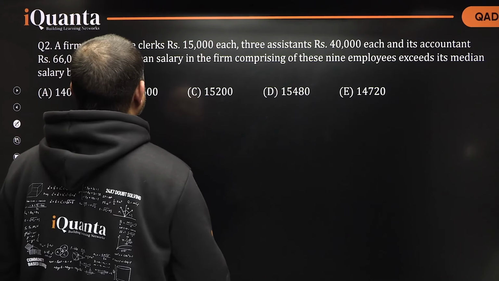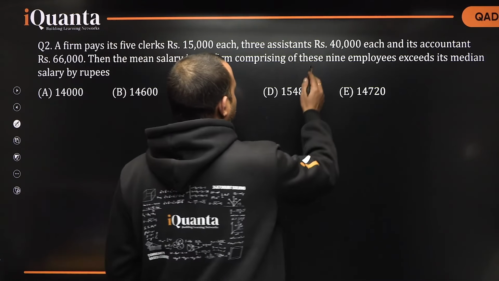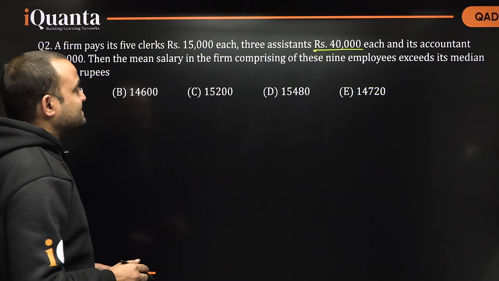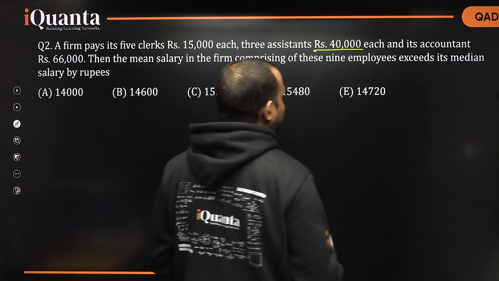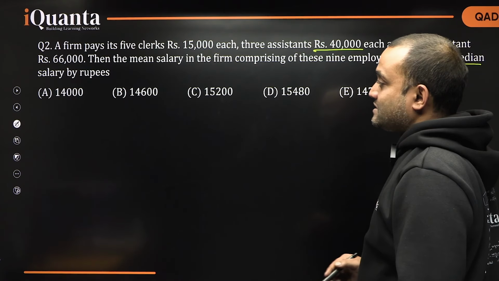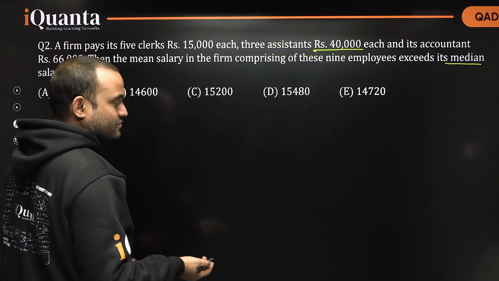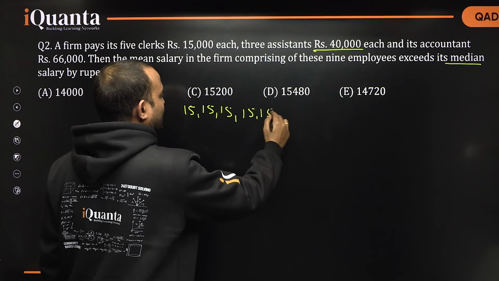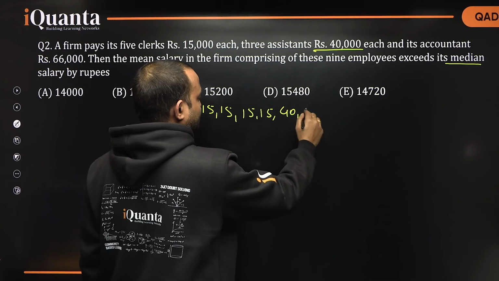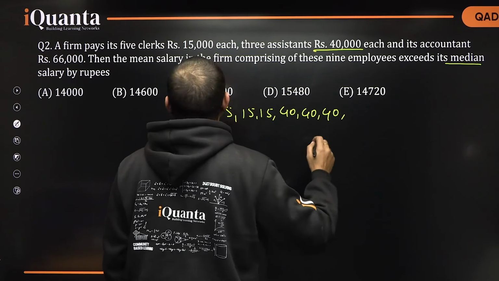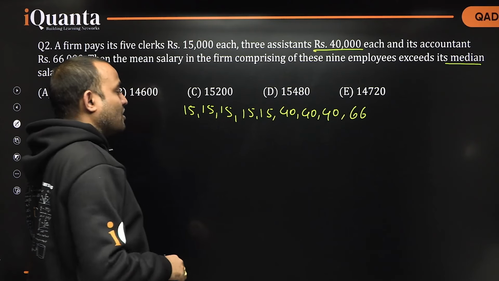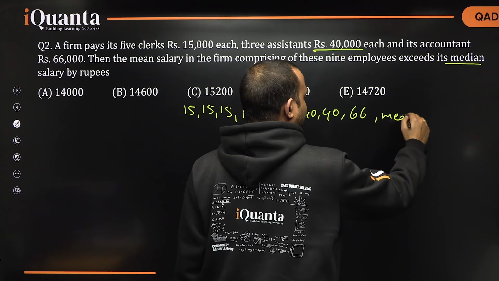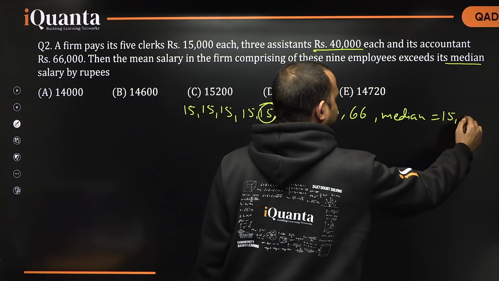A firm pays its 5 clerks 15,000 rupees each and 3 assistants 40,000 rupees each and its accountant 66,000. Then the mean salary in the firm comprising of these 9 employees exceeds its median salary by rupees. So what is median? When you put the values in non-decreasing order, then the middle value is the median. So if I put these values in non-decreasing order, how many terms are there? 9 terms. Middle term will be this. So we can say the median of salaries of these people will be 15,000, right?